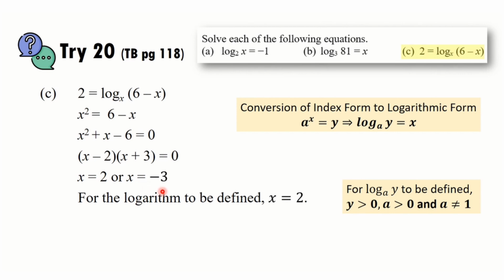However, I'd like to bring to your attention that x cannot be equal to negative 3, because for a logarithm to be defined, the base a needs to be more than 0 and cannot be equal to 1, and the value y can only be more than 0. Because in part C, we see that x appears in the base as well as in 6 minus x. Hence, because x appears in the base and it needs to be more than 0, x equals negative 3 will have to be rejected. Therefore, there is only one solution to this question, which is x equals 2.